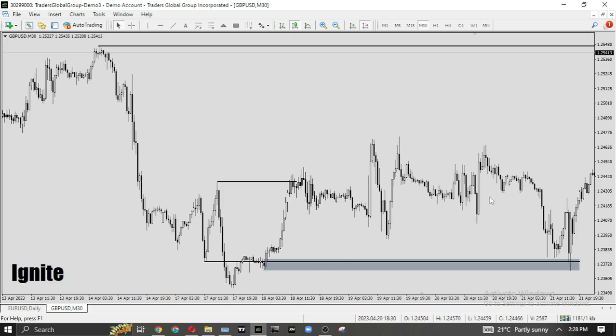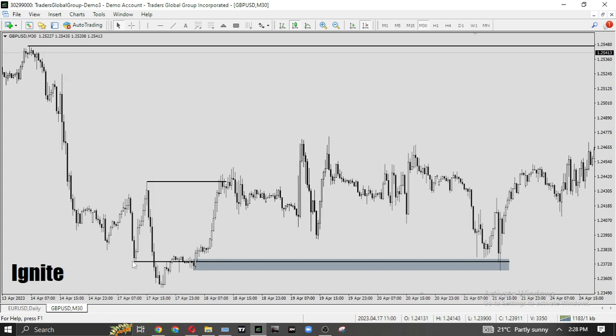It took time, it was consolidating, and as you can see it printed a QML level here, for the fact that, because this is not a head and shoulders, this low had momentum to break this, it validates this level as a QML. And to make it even more powerful, it also left an MPL here, demand, which we're going to be using for taking entry.